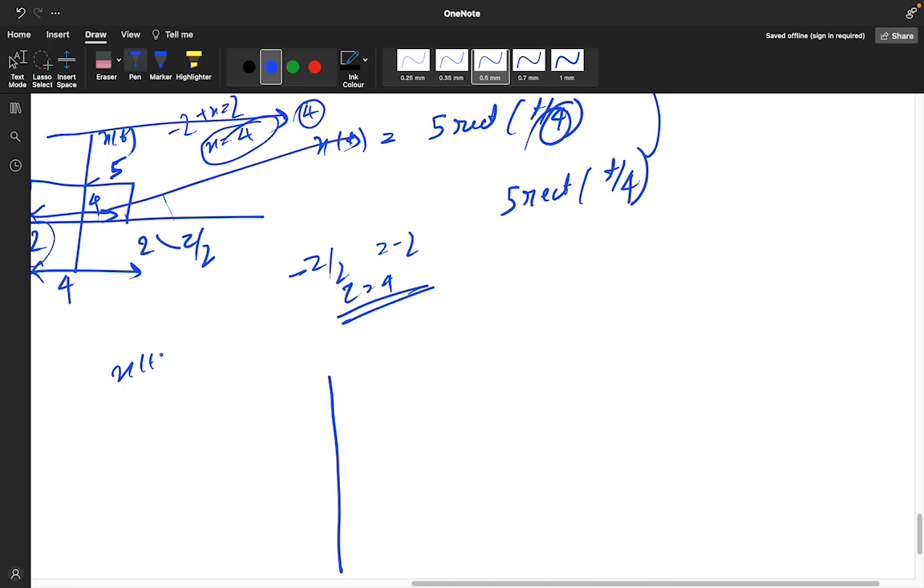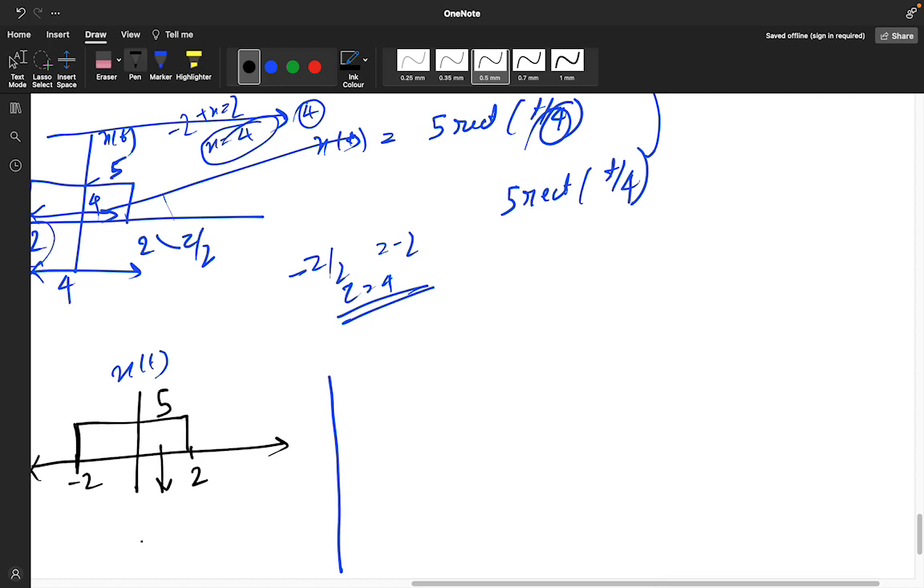Your x of t signal looks like this, from -2 to +2, and this is 5. So in rectangular form, how can we write it? x of t is A, A is 5, so 5 rect t by tau. Tau is the width value, so the width is 4 only.